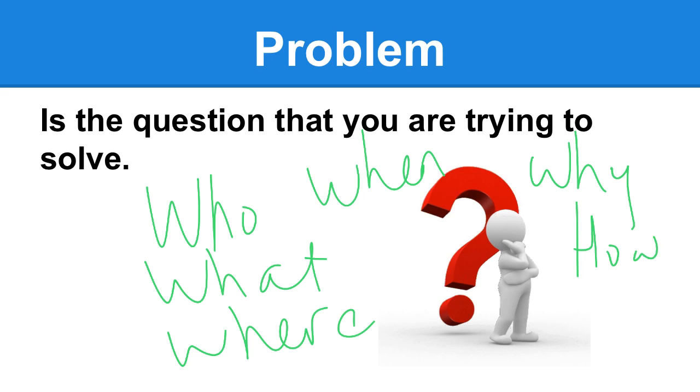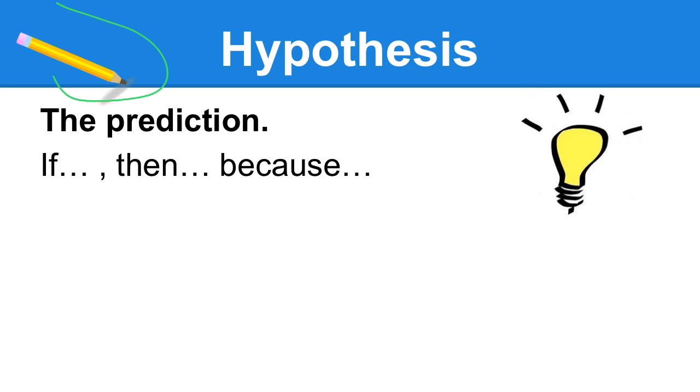And then in science, we mostly stick to the why and the how. You need to come up with a question that shows what you are hoping to solve through your experiment or research. So we have that pencil again, which means you do need to write down the hypothesis.